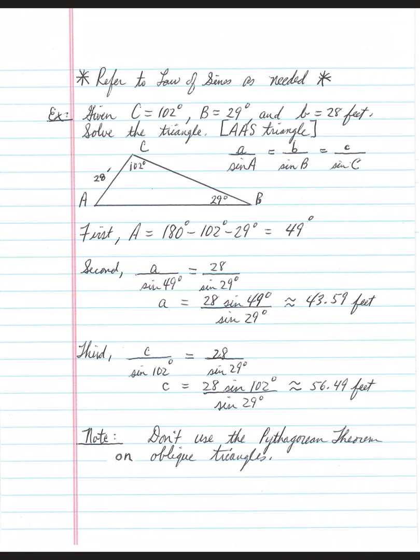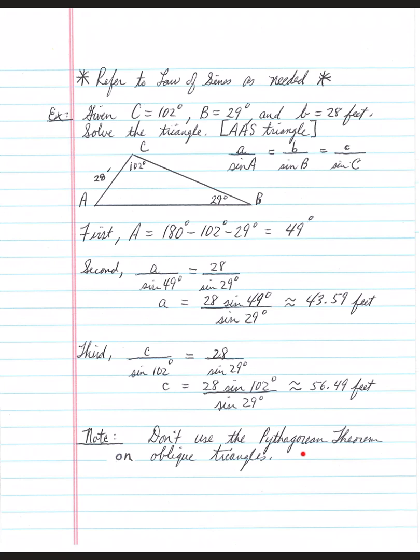Now that we know side B, side A, angle A, the only thing left is side C. So lowercase c, which is the side of C, over the sine of its opposing angle, is equal to, now once you've got a complete fraction, you can stick with it. Notice I use the same comparison ratio here. Multiply both sides by sine 102, and again, degree mode. There's your approximate length of side C.